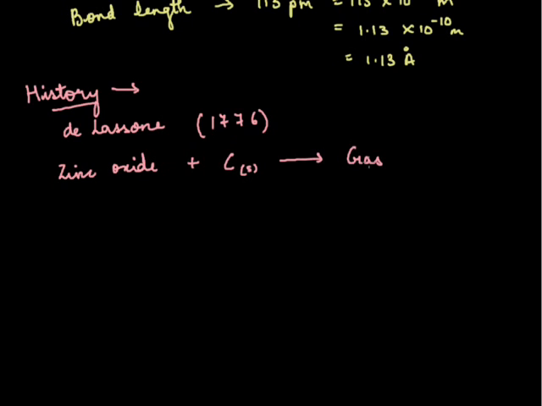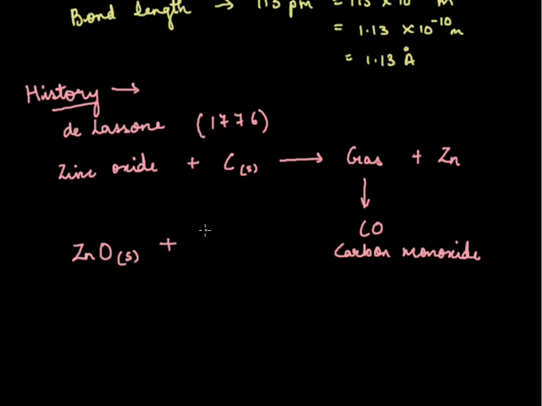This conclusion was made because in zinc oxide there was no hydrogen present, so hydrogen could not be liberated by this reaction. Then it was found that carbon, that is coke or charcoal, when heated with zinc oxide, produced the gas carbon monoxide. So this was about the history of carbon monoxide, how it was first prepared.